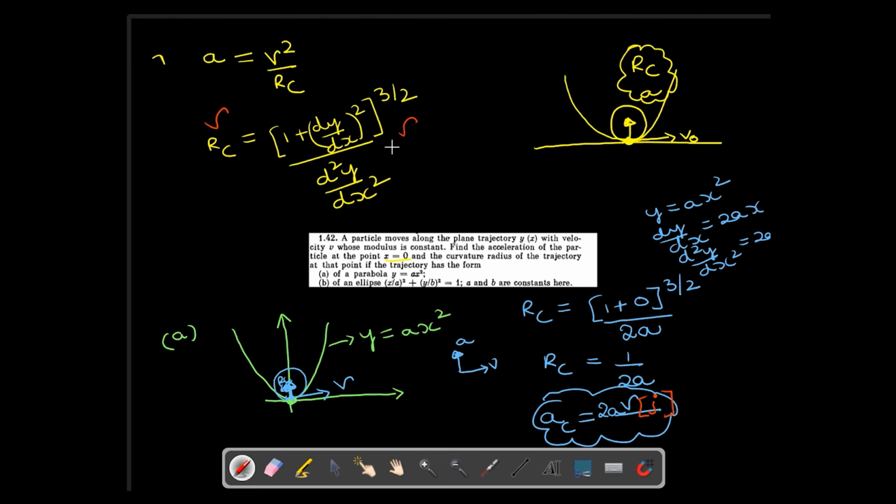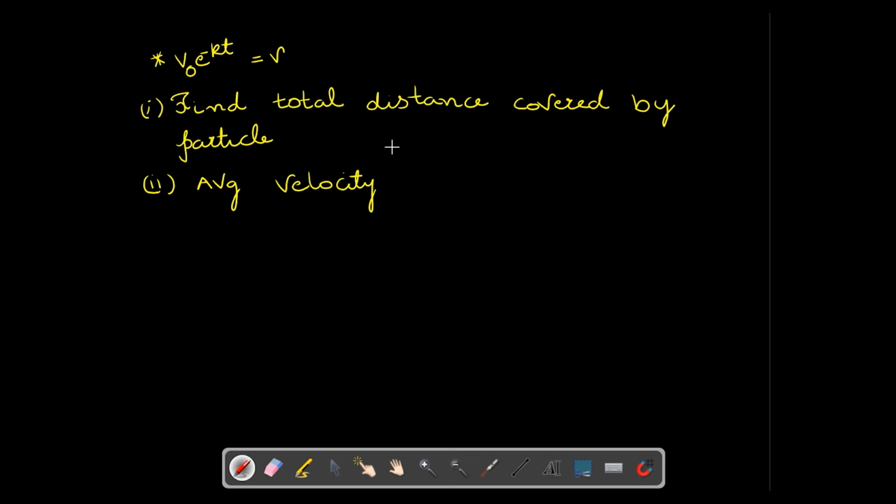So I want you all to remember this particular question, which is very important. And I'm expecting this type of question to come in the upcoming JEE Advanced. This is not tough, but this type of question is majorly avoided by most aspirants. I hope it's clear.